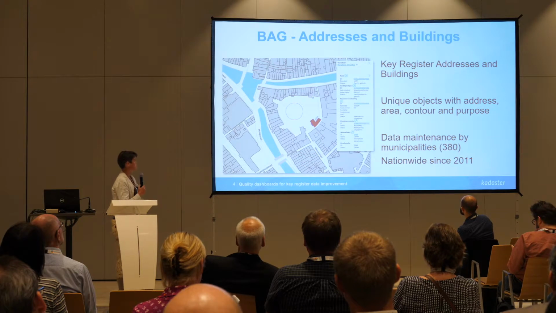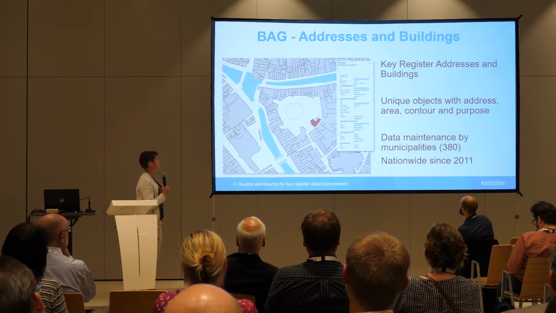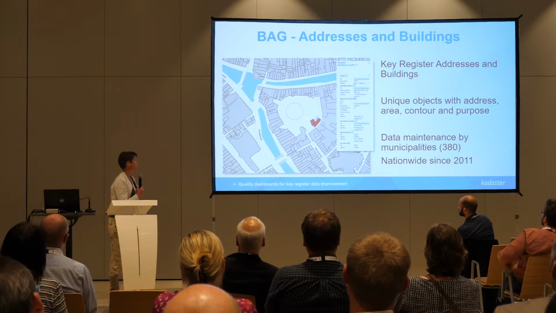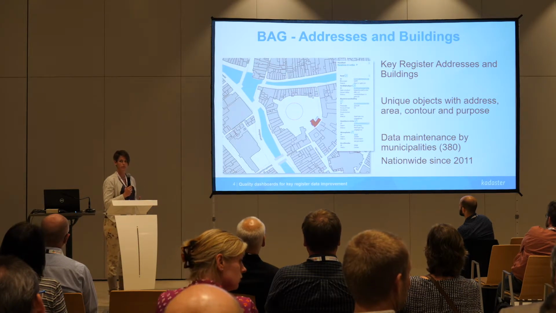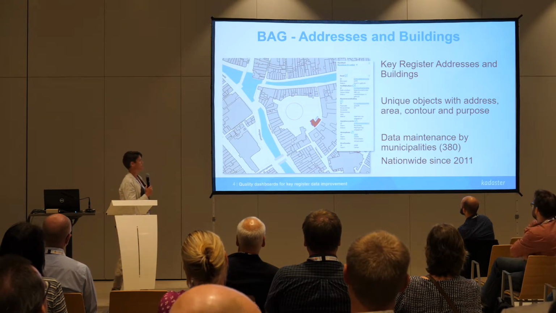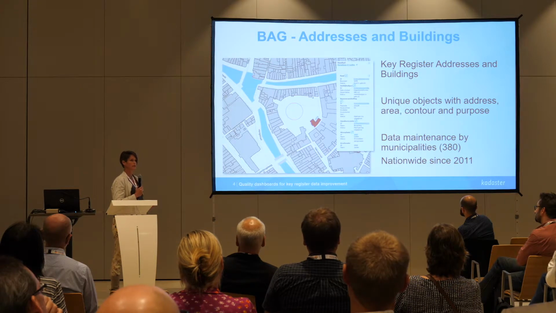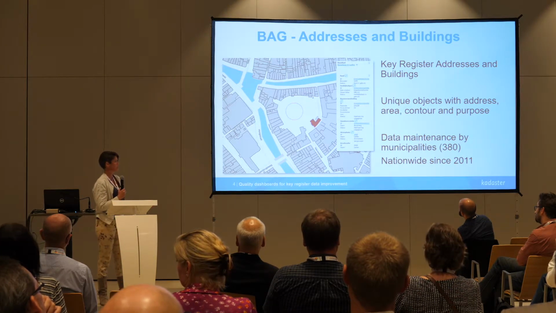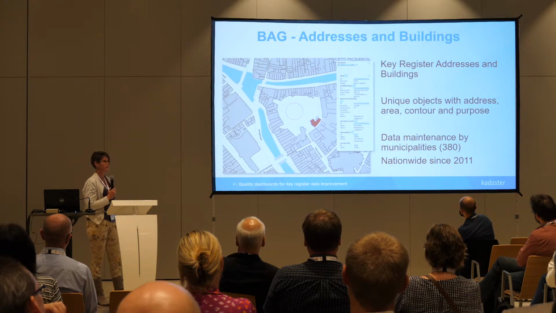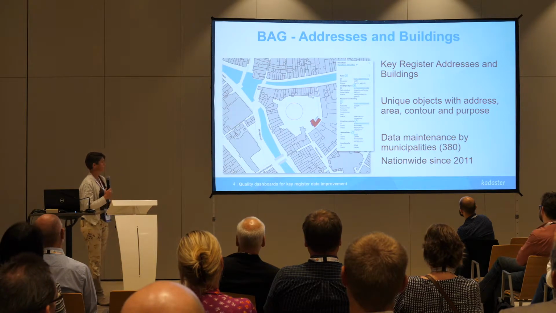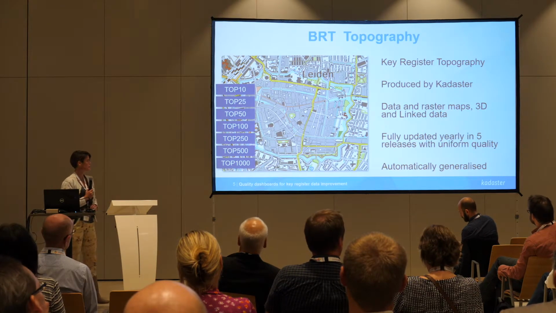So the addresses and buildings: this is a screen print from our online viewer with the addresses and buildings. It's called the BAG viewer, because BAG is what we call this database. It contains both addresses and buildings, and they are always linked together. If there's no building, there is no address. That's one of the reasons it is complete and uniquely identified, and it means that we have in the Netherlands a very good linking pin between the administrative data registers and the geospatial registers. It's been there since 2011, with all the municipalities updating their data on a daily basis since then.